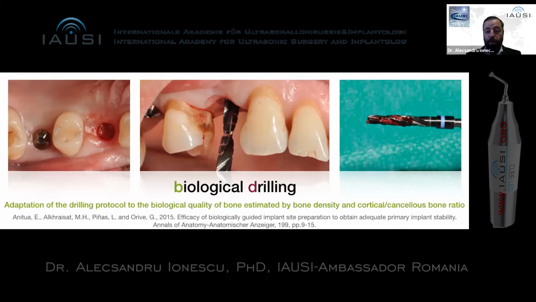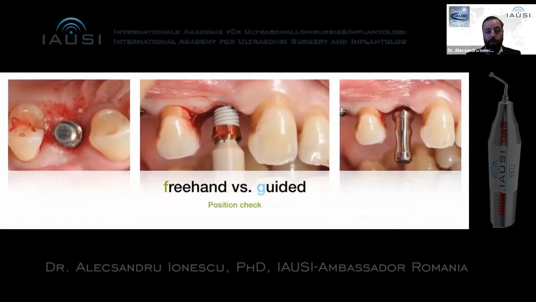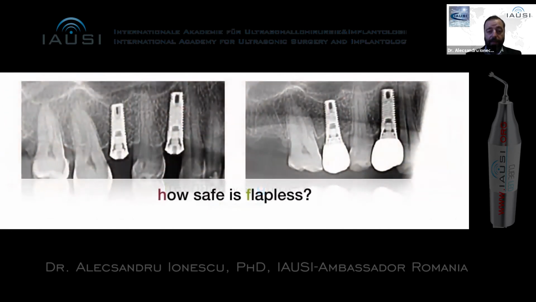In this scenario, we can also estimate the bone density and also use the autologous bone when we need it from the drills, as you can see in the image. So we were double checking the position. This is a freehand case, position check and tissue level implant insertion. And here you can see the final X-ray after the surgery and after the prosthetic restoration.